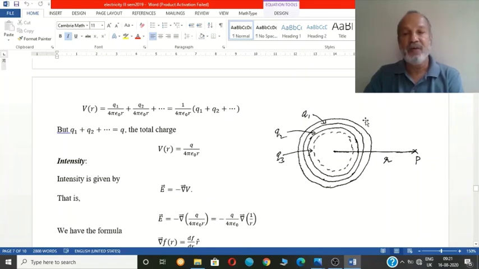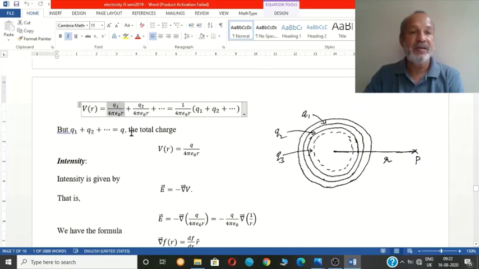We can divide the total volume of the sphere into many thin shells, and these are the shells. Suppose q1 is the charge contained in the first shell, q2 is the charge contained in the second shell, and so on. As far as these shells are concerned, the point P is outside the shell. So we can use the potential outside the shell, q by 4 pi epsilon 0 r. Due to the first shell, the potential is q1 by 4 pi epsilon 0 r. Due to the second shell, the potential is q2 by 4 pi epsilon 0 r.